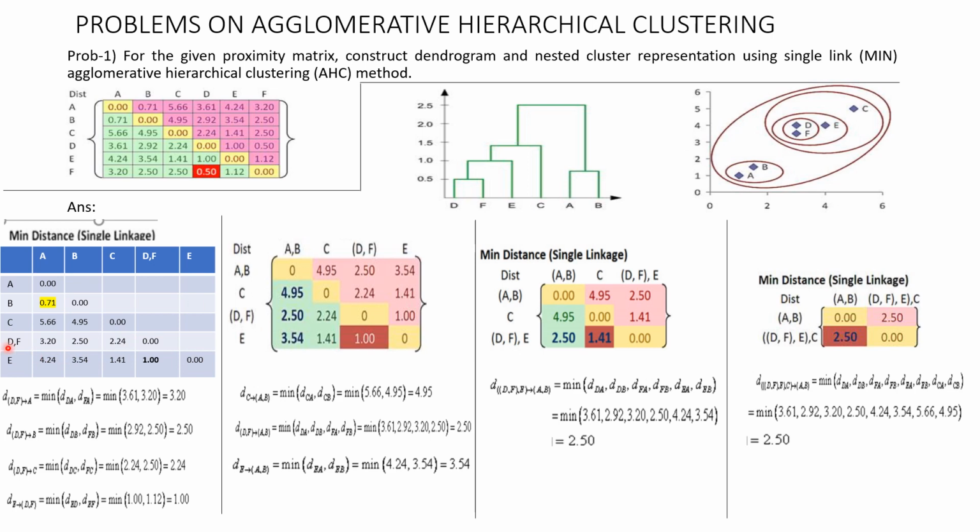D comma F to C will be the same. D comma F to C will be 2.24, same. E to C will be the same, 1.41. So again, now what do you do?